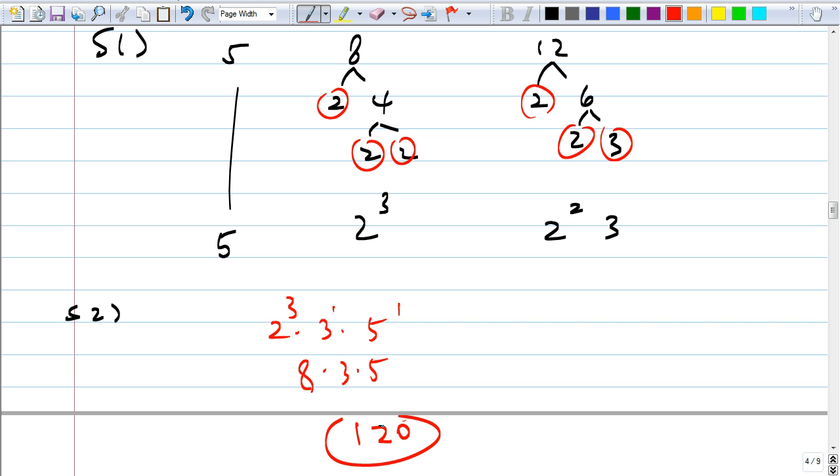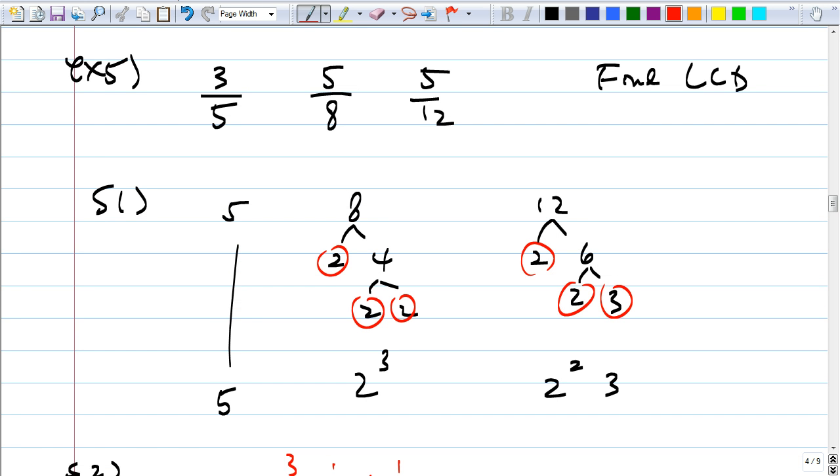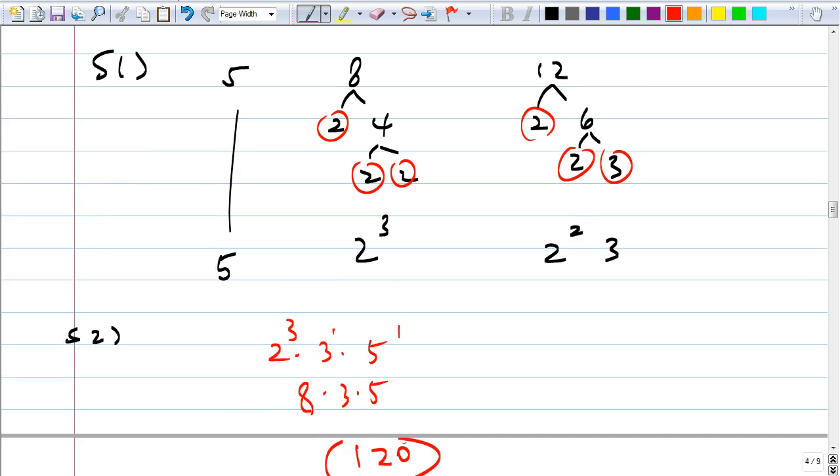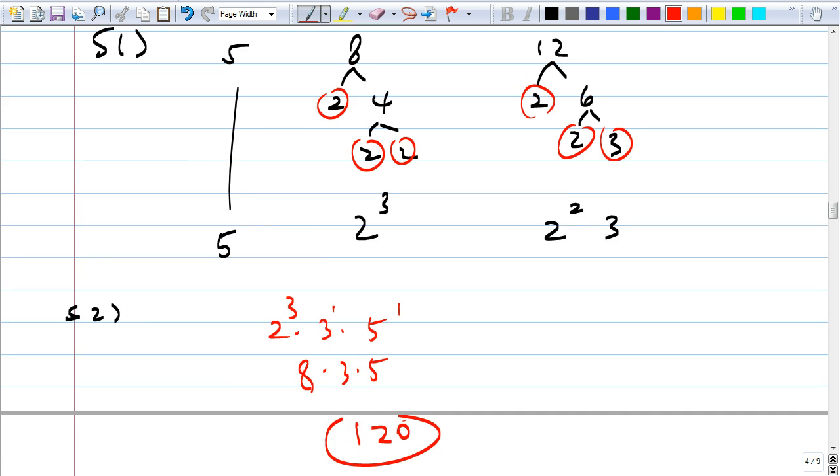How many people got this? Raise your hand. Okay, so if you had to add these fractions, what number do you need to use for your denominator? 120 as your denominator. So on the test, if it's easy to multiply out, do we have to? Yes. Yeah. So, question. Aaron?